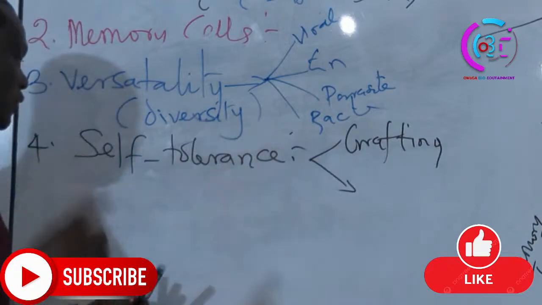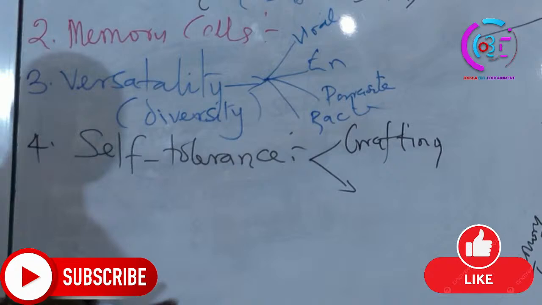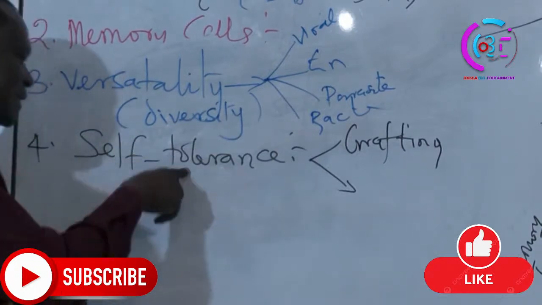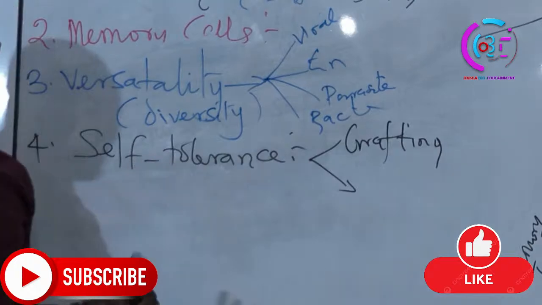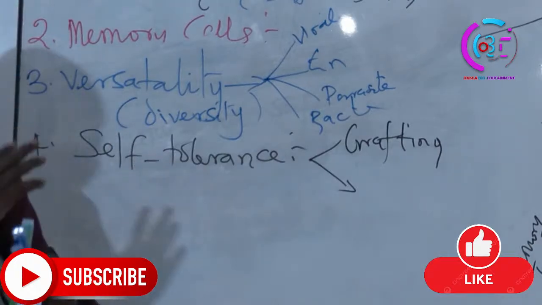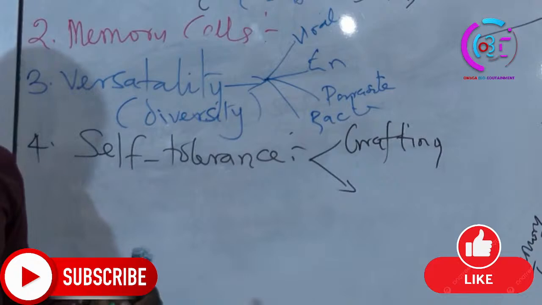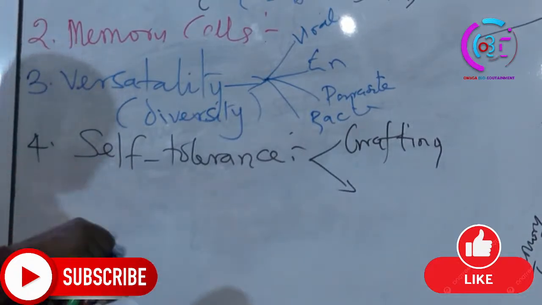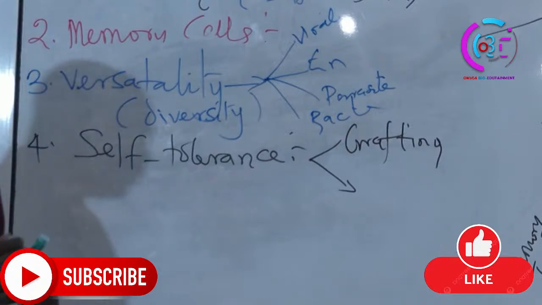So once the adaptive immune system is not able to tolerate it, is not able to recognize it as self, that means it is going to fight against it. And this self-tolerance is also what they use in pregnancy.